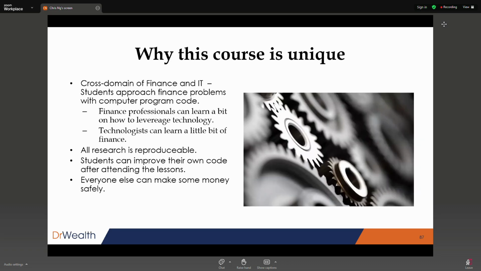So why is this course unique? It is cross-domain. It involves financial concepts, and there is some programming. You don't have to do programming, but you need to know how to run a program. Finance professionals can learn how to leverage technology to advise on trades. IT professionals probably benefit the most. You can learn a little bit about finance and how to tweak the programs to make them work for you. All research is reproducible, and students improve their own code after attending the lessons to make even more money than the portfolios that I benchmark and share with my students.